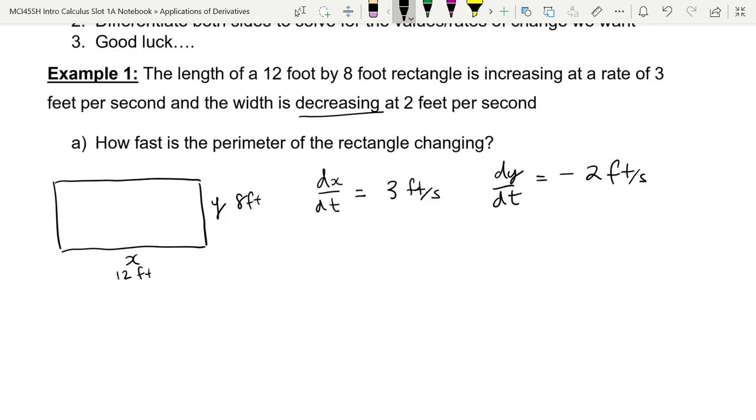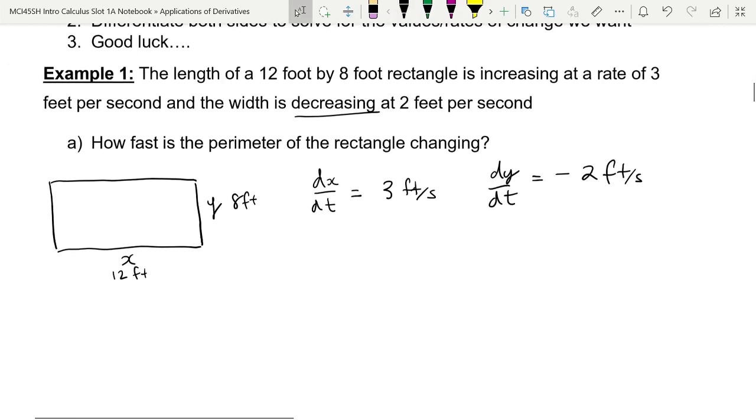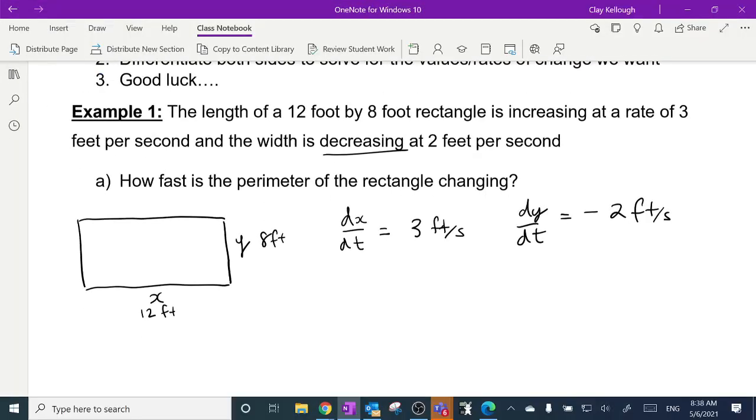So now, can you imagine what that rectangle is doing? As time goes on, this line's getting longer, and this line's getting shorter. So they're changing. Now, how is that going to affect how fast the perimeter is changing? Maybe first of all, let me show you another little animation of that.